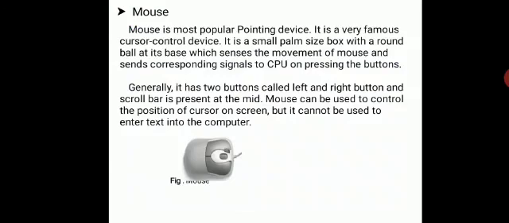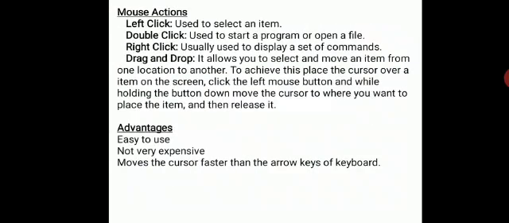Generally, it has two buttons called the left and right button and a scroll wheel present at the middle. The mouse can be used to control the position of the cursor on the screen, but it cannot be used to enter text into the computer. We have the left and right buttons and the middle scroll, which we use to scroll up and down, page up and page down. These are the mouse functions.